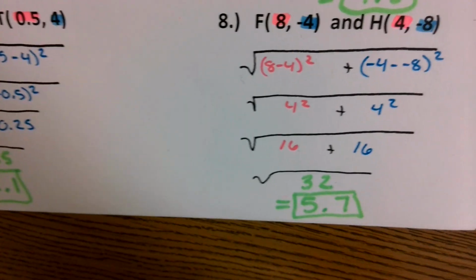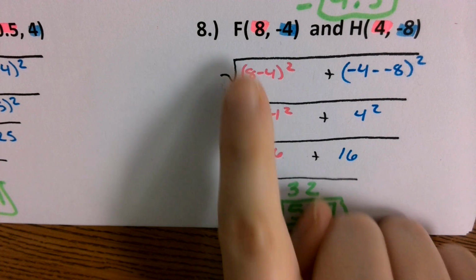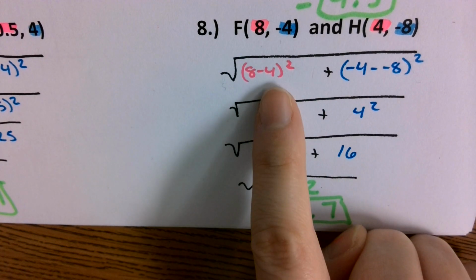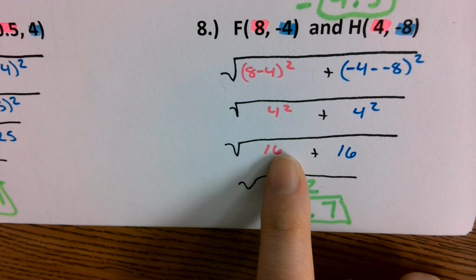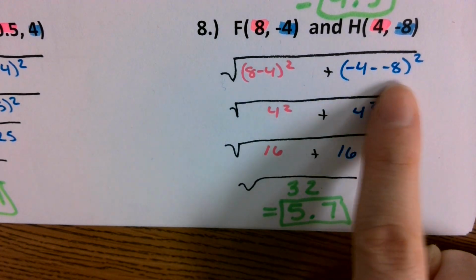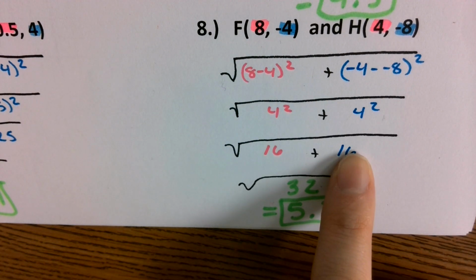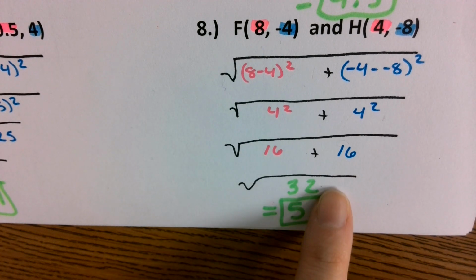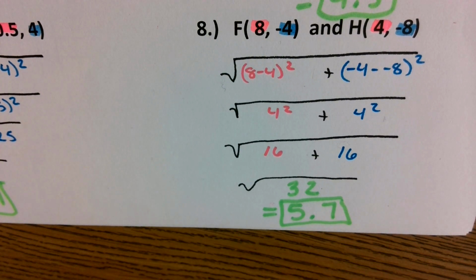Okay, and then for your last problem, subtract your x's. You have 8 minus 4 comes out to 4. 4 squared comes out to 16. Then subtract negative 4 and negative 8. You're going to get positive 4. 4 squared is 16. Add those together. You're going to get 32. Take the square root. You get 5.7.